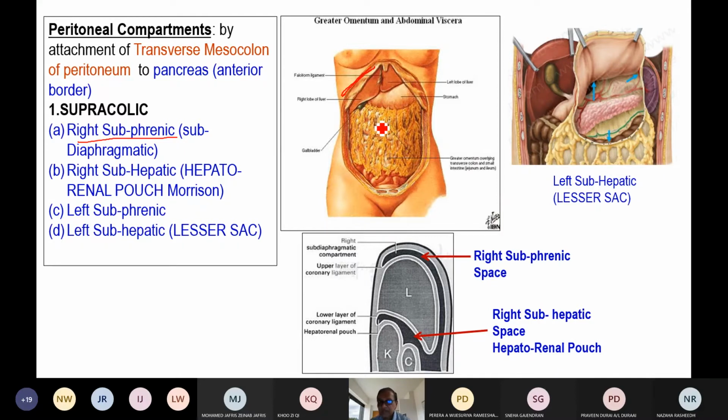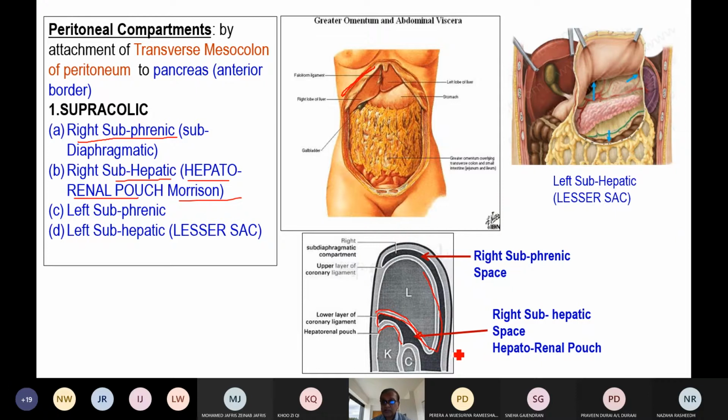Now beneath the liver we call subhepatic. So subhepatic means right lobe of the liver and kidney. So this is the space. Between the inferior surface of the right lobe of the liver and the right kidney, there is a potential space which is called hepatorenal pouch of Morrison. This hepatorenal pouch is clinically very, very important.